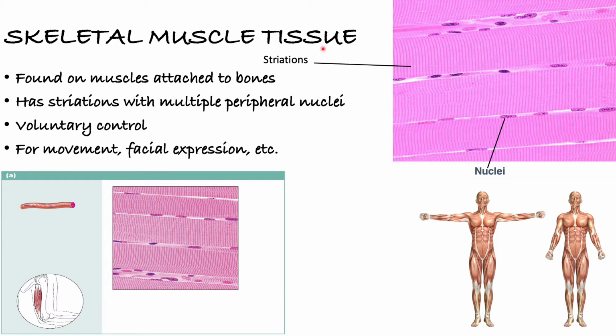Another unique thing you're going to find with skeletal muscle tissue is that their nuclei are peripheral. One cell is going to have more than one nucleus. Usually we are used to seeing the nucleus right in the middle of the cell, but in this case, they're pushed to the side. This is why we say they are peripheral nuclei. They are also under voluntary control. We use skeletal muscle tissue for movement, for facial expression, and so on.